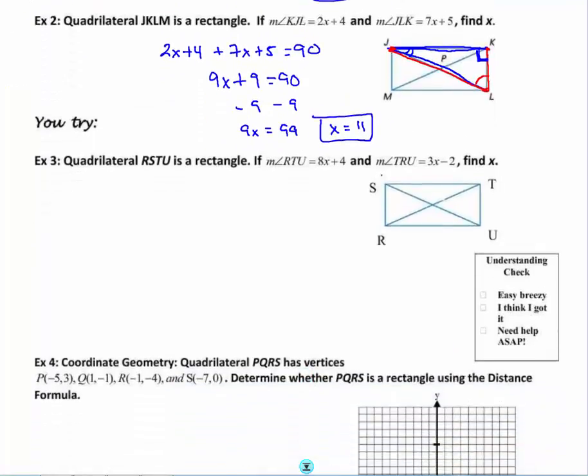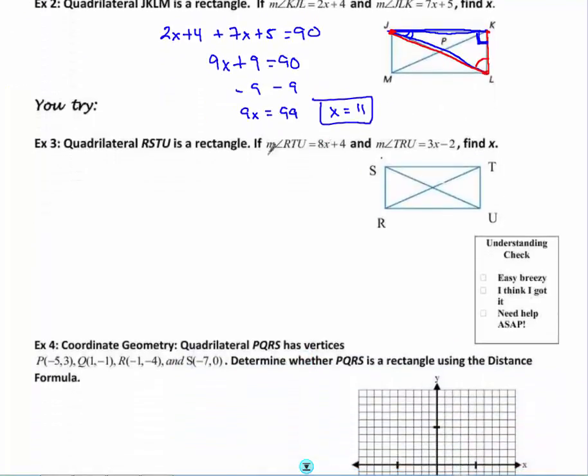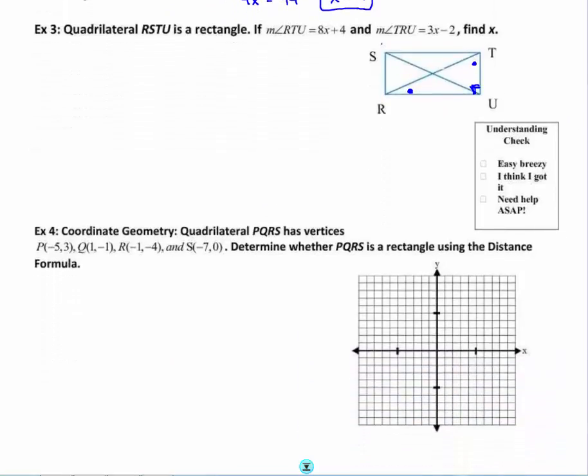All right, not too bad, right? So here's an example for you to try. Go ahead and work this one yourself. It says angle RTU, so RTU, that's this angle, and angle TRU, that's this angle. Here's our right angle. So these 2 would have to add up to 90, so go ahead and work that one in your notes yourself.